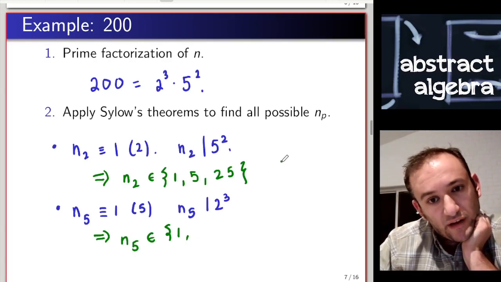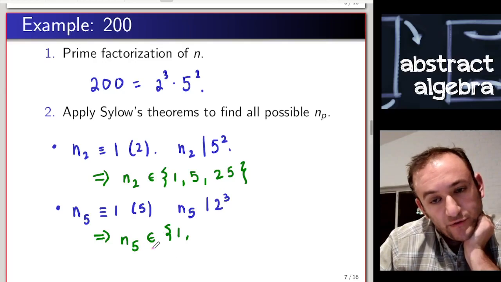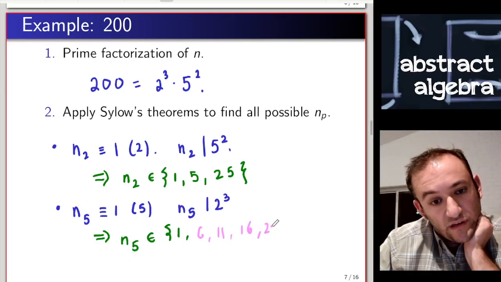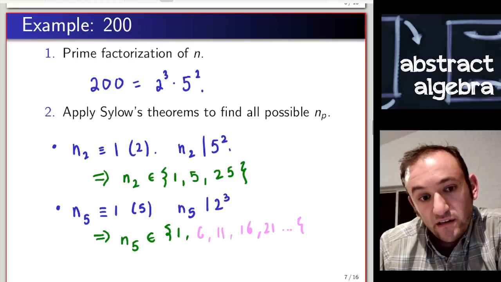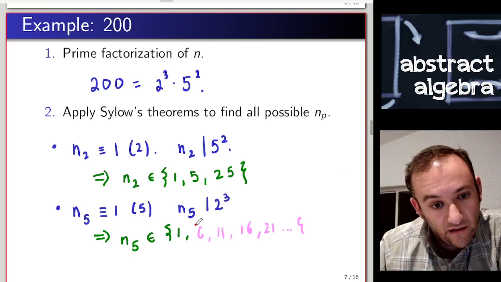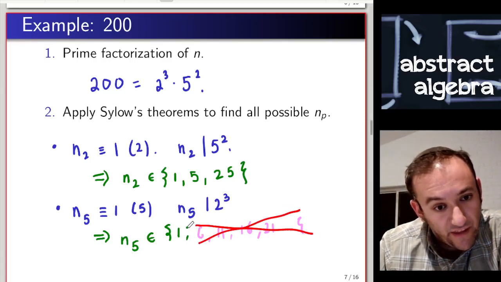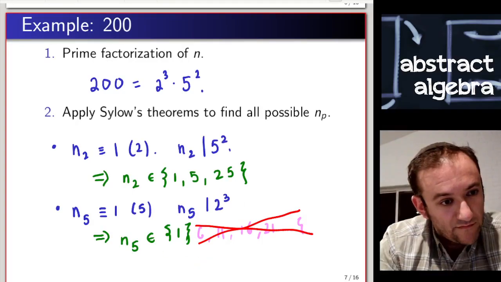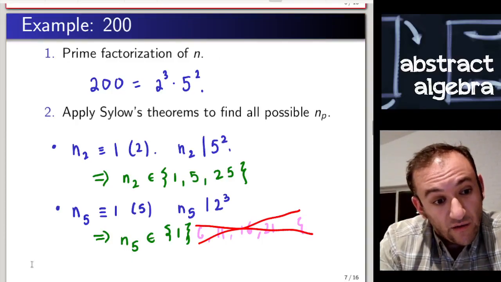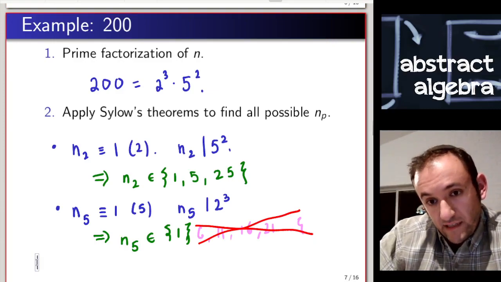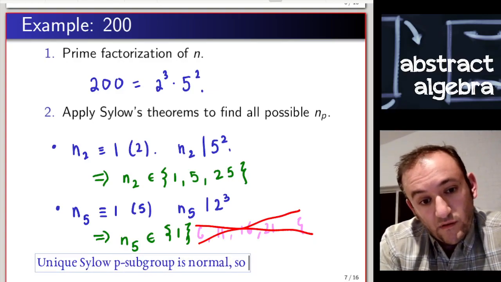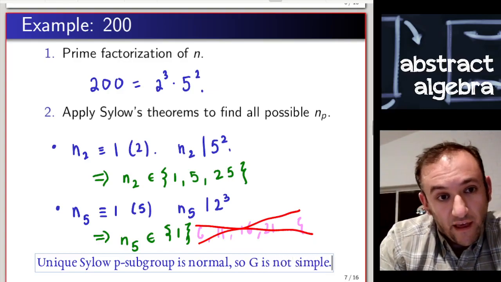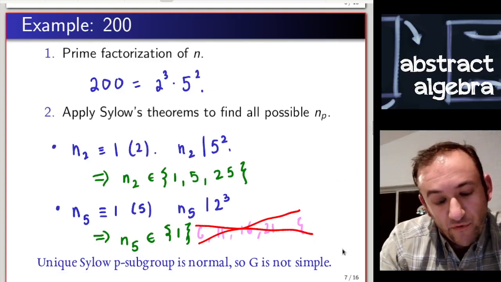And now we can look at other possible values of n that are 1 mod 5. So things like 6 and 11 and 16, 21. So these are all of the integers that are 1 mod 5, but none of these divide 8, right? So you can immediately ignore these and conclude that n5 is 1. And when we have a unique Sylow P subgroup, that tells us it's normal. So G is not simple. Okay? And so we can bid the example of 200 adieu and move on to the next example.